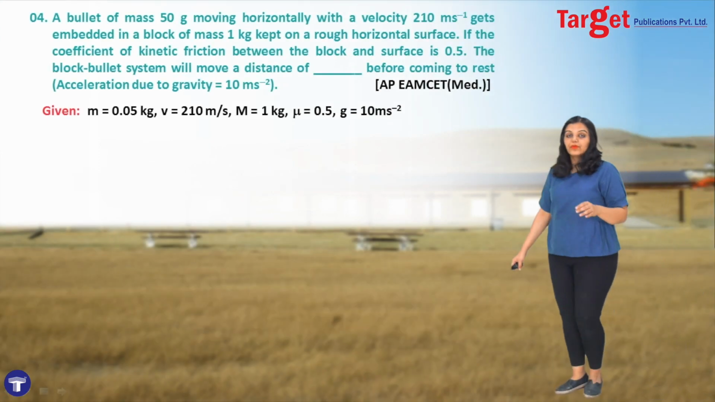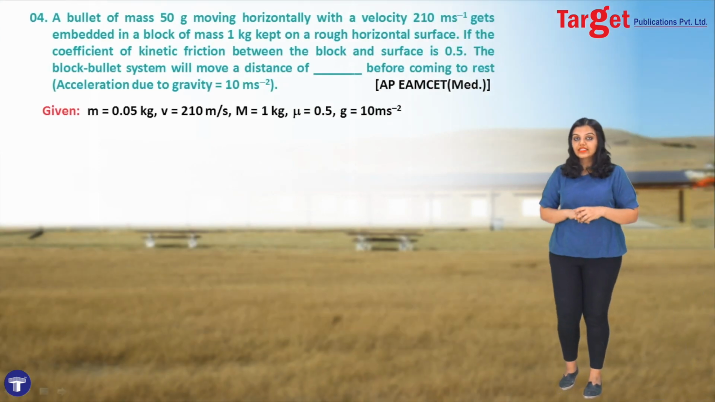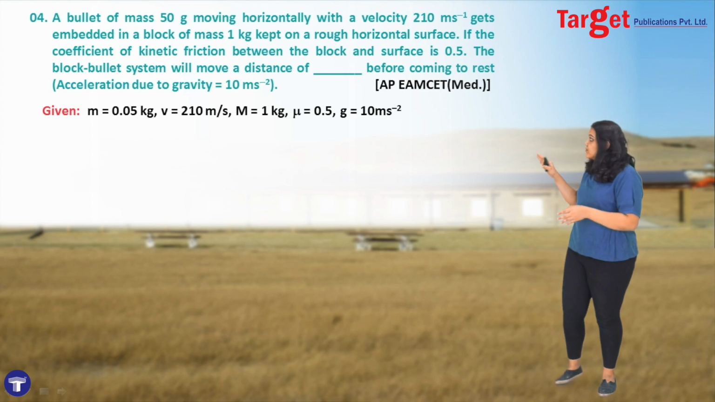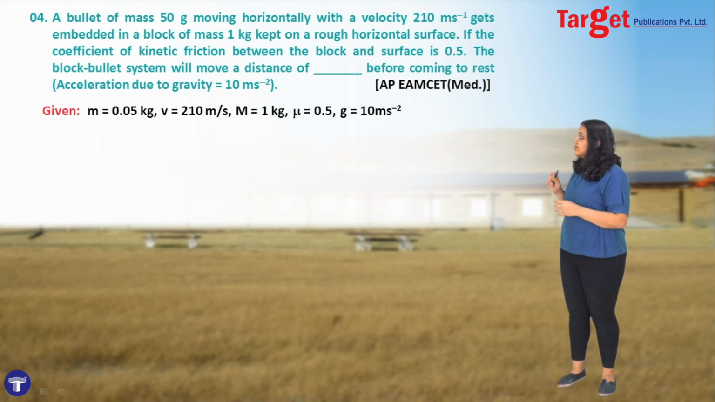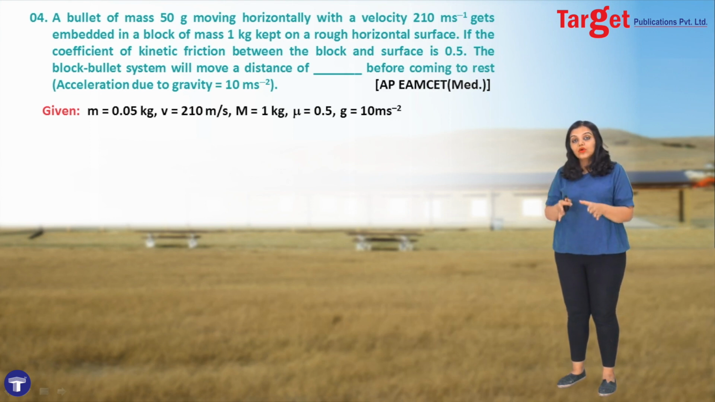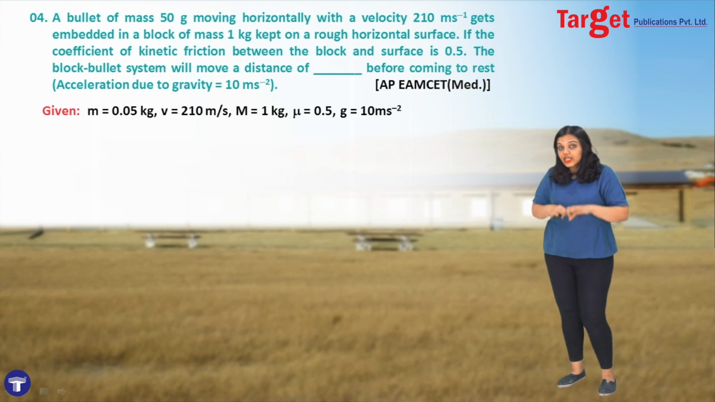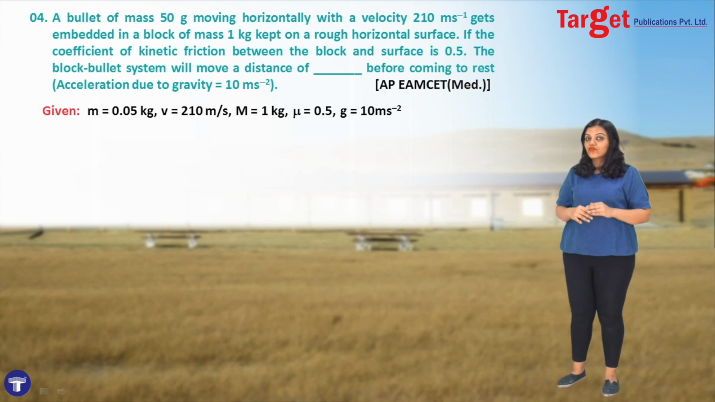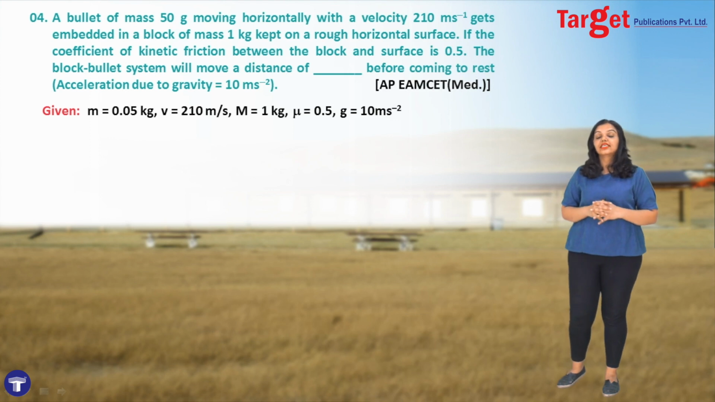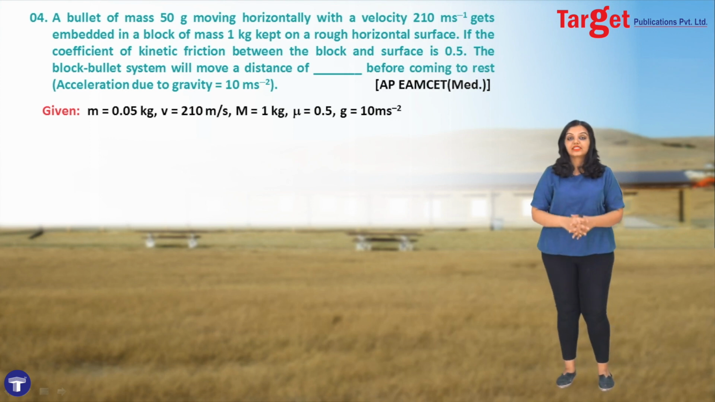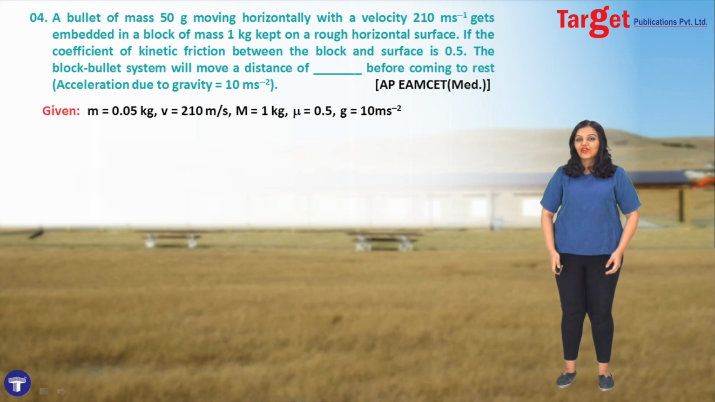So now I'm equipped with everything I need to start solving the sum. I have been given the mass of the bullet, 0.05 kg. I know its initial velocity, 210 meter per second. I know the mass of the block, capital M, is 1 kg. The coefficient of friction between the block and the surface is 0.5. And finally, they have told us to use acceleration due to gravity as 10 meter per second squared. Now I'm ready to solve the sum.